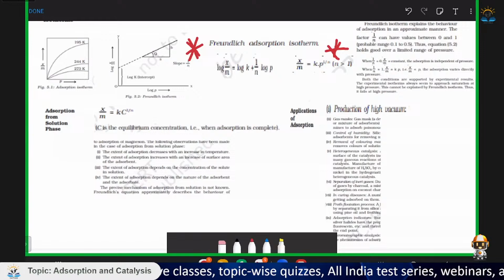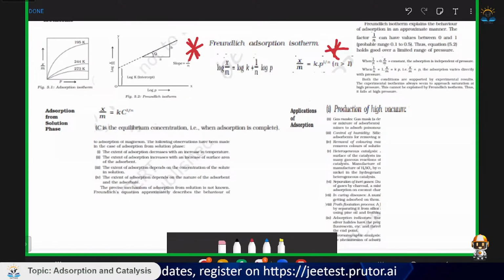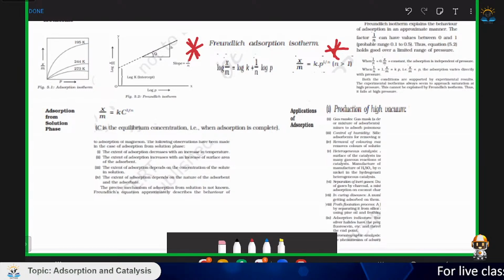Solution phase adsorption decreases with increasing temperature, just like this, and increases with increasing surface area. Adsorption decreases with concentration of solute in the solution. The extent of adsorption depends on the nature of adsorbent and adsorbate. The precise mechanism of adsorption from solution is not known; Freundlich's equation approximates this.